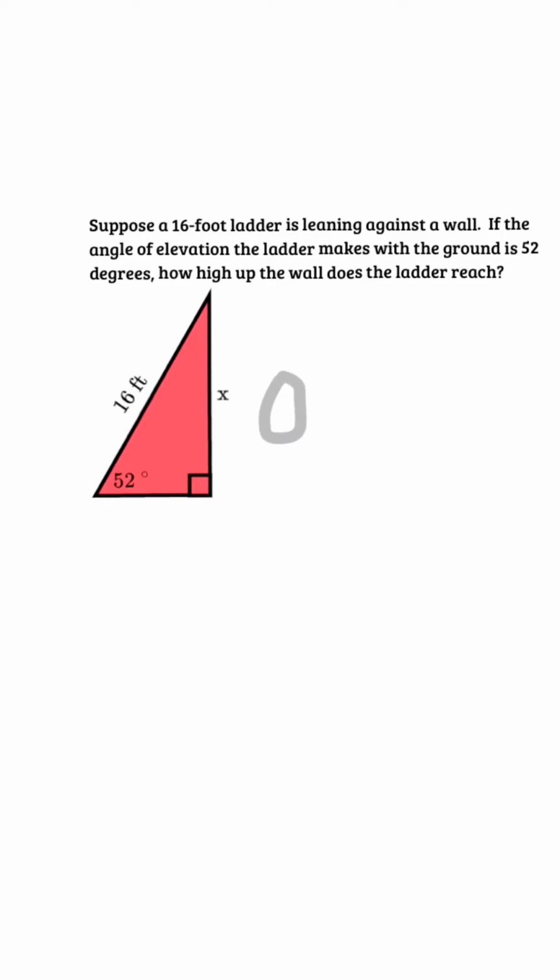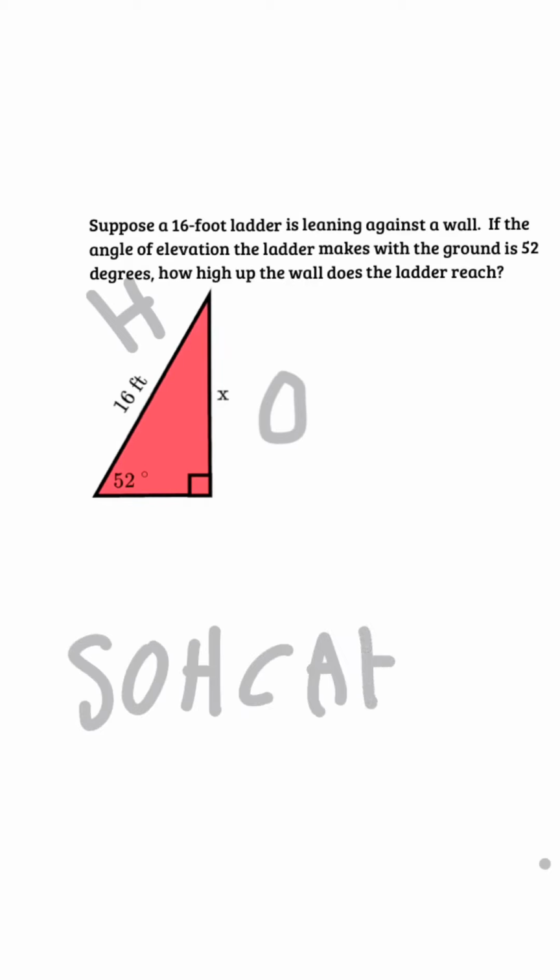And then, of course, we know that the hypotenuse of a right triangle is always opposite the right angle. So that 16 feet is going to represent the hypotenuse. So I'm going to put an H there for hypotenuse. So the next thing we want to ask ourselves is, which function out of the sine, cosine, and tangent functions contains the opposite and the hypotenuse? Well, that's the sine function, because the sine of an angle is equal to the opposite leg over the hypotenuse. So that tells us right away how we're going to solve the problem.